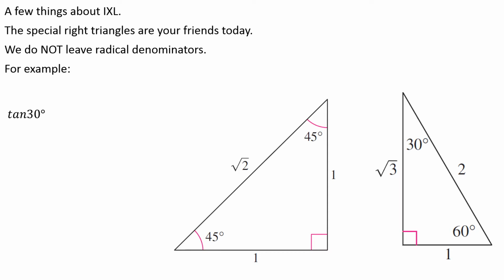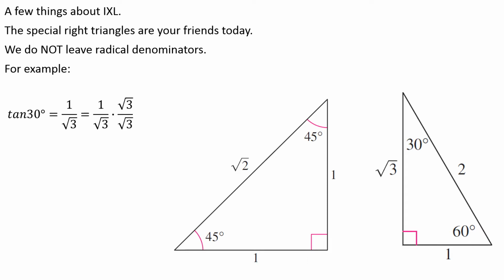If I'm at a 30 degree angle, the opposite side is 1. The adjacent leg would be root 3. I cannot leave a radical denominator. If you try to type that into IXL, you will get it wrong. Instead, I'm going to multiply by the number 1, but I'll disguise the number 1 as root 3 over root 3.